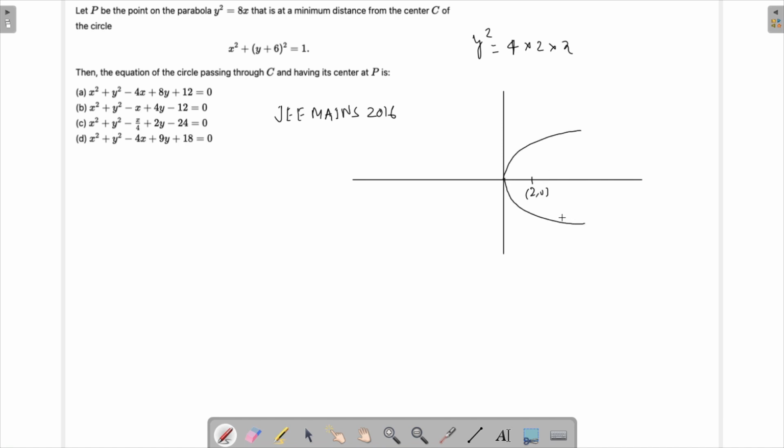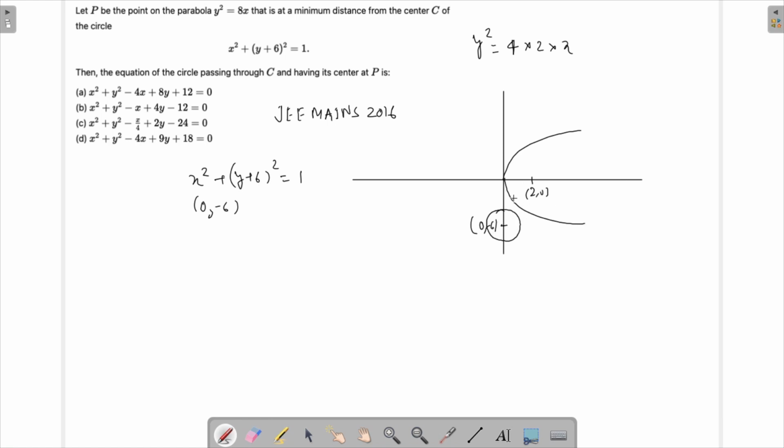Now, this equation of the circle has radius 1. Actually, we can also figure out the center of the circle is at (0, -6), right? So the point could be somewhere over here, (0, -6). And then the circle could be something like this, 1 unit radius. So the circle could be something of this nature.